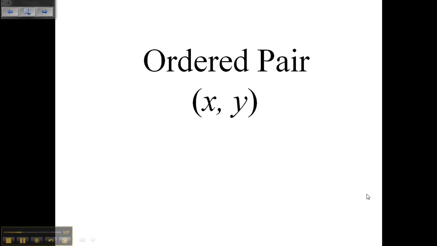Ordered pairs are what we use to map out points in the Cartesian plane. An ordered pair has two coordinates. The first coordinate is the x-coordinate, and it measures the horizontal distance of any point from the origin. The y-coordinate measures the vertical distance of the exact same point from the origin.